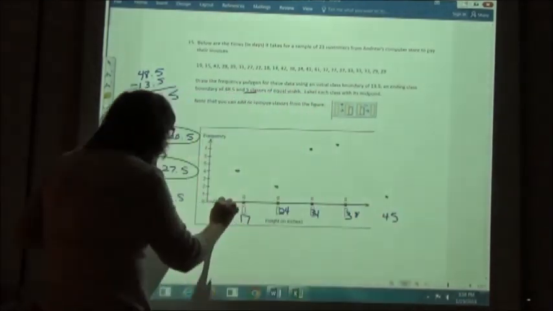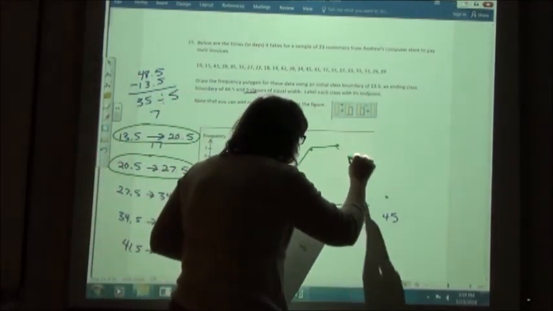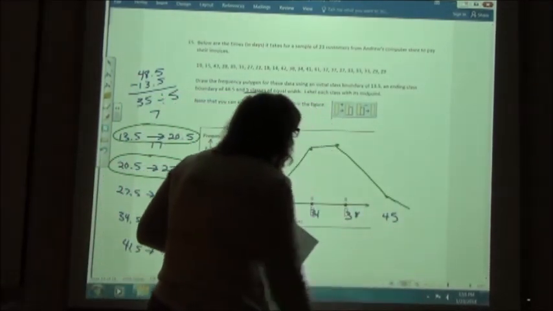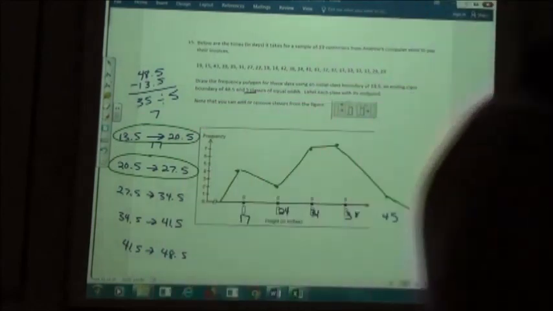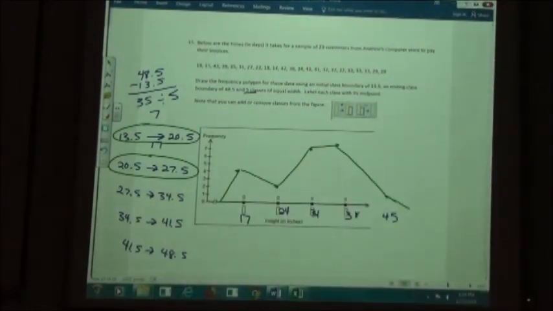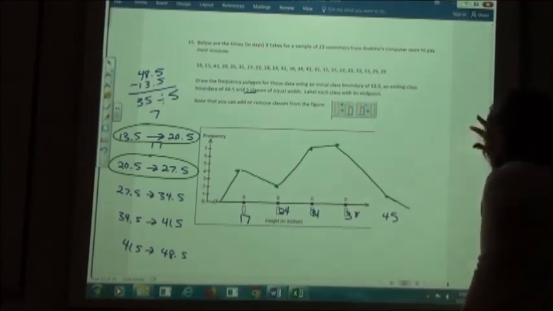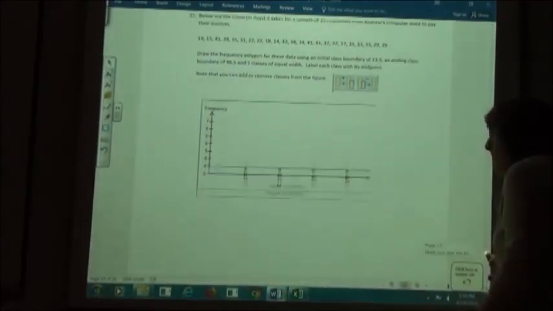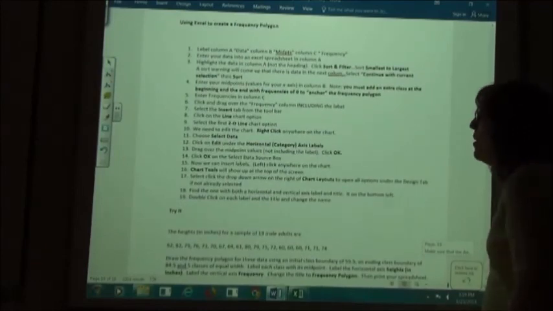And again, the lines will automatically show connecting all of those, but I'm going to draw them in here quick. And my graph's going to look something sort of like that. All right, there was another technology thing here at the end. Using Excel to create our frequency polygon.